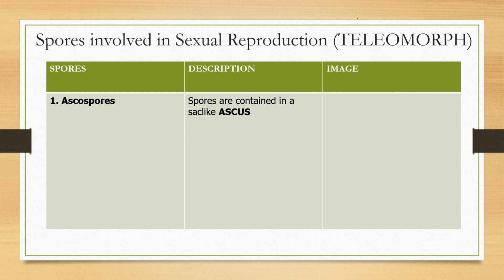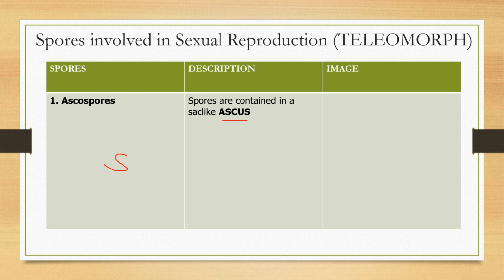Now let's go to the teleomorph or the sexual reproductions. We have the ascospores. So do not mix together the arthroconidia class. Iba yung arthroconidia, iba yung ascospores. So if it's ascospores, they are the one involved in sexual reproduction. They are spores contained in a sac-like structure known as your ascus.